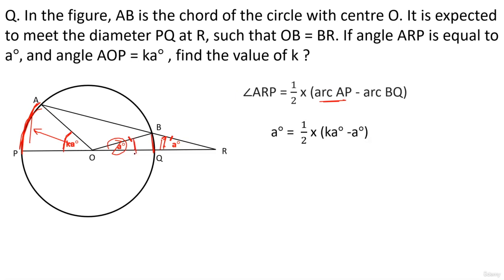Putting in the values, arc AP as KA degrees and arc BQ as A degrees, you get A equals half into KA minus A. You get 2A equals KA minus A, or KA equals 3A. That gives the answer as K equal to 3. As simple as that, right? Okay, let's go on to the next question, guys.